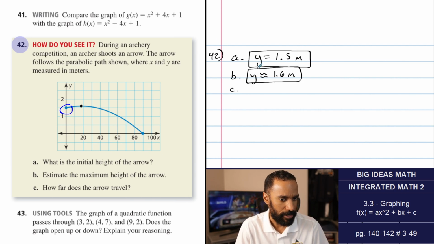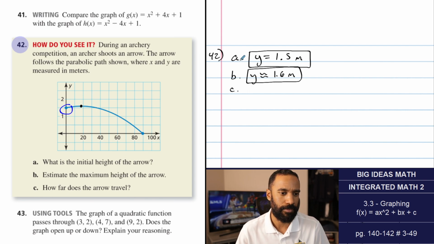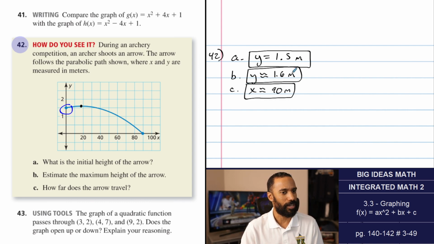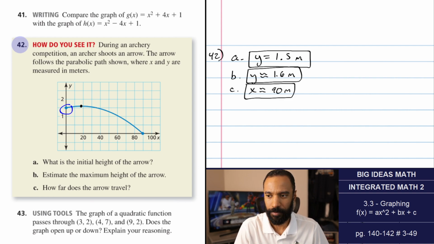It's about 90 meters. I mean, there's not much to this. It's just looking at the graph. X is about 90 meters. I don't even think we have to say y and x on these things, but it's looking good. Yeah, it looks like that's it.